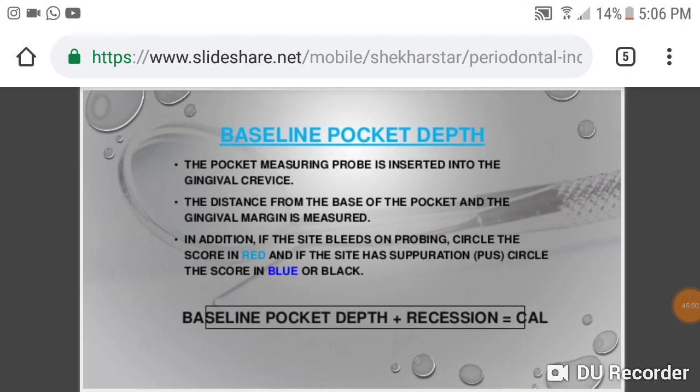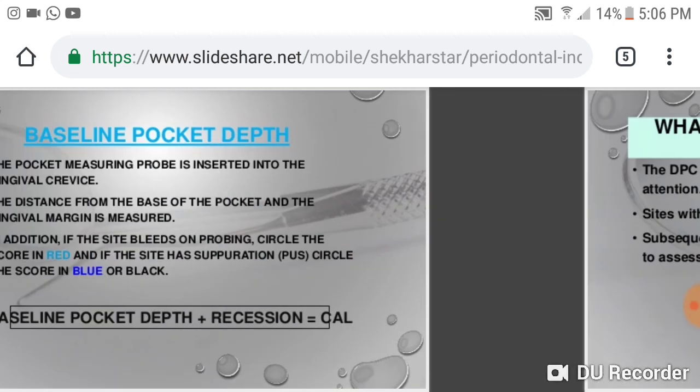Baseline pocket depth. The pocket measuring probe is inserted into the gingival crevice. The distance from the base of the pocket to the gingival margin is measured. In addition, if the site bleeds on probing, circle the score in red, and if the site has suppuration, circle the score in blue or black. Baseline pocket depth plus recession equals CAL.